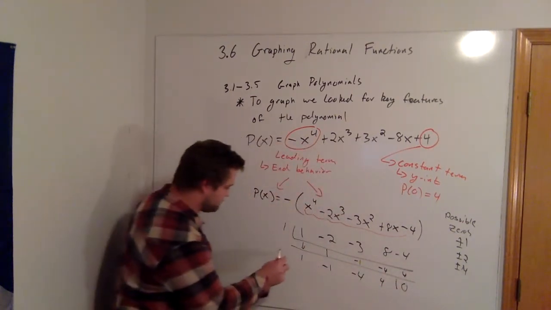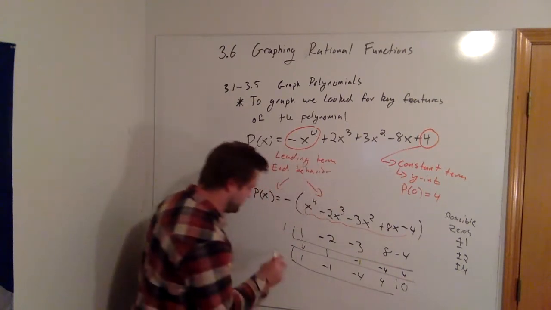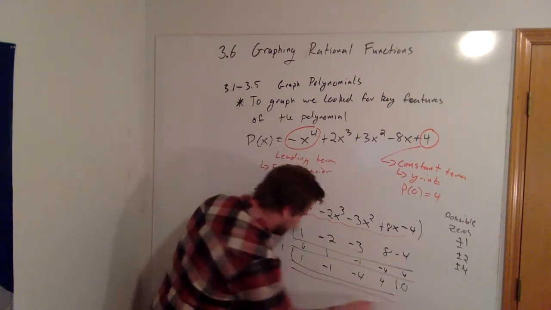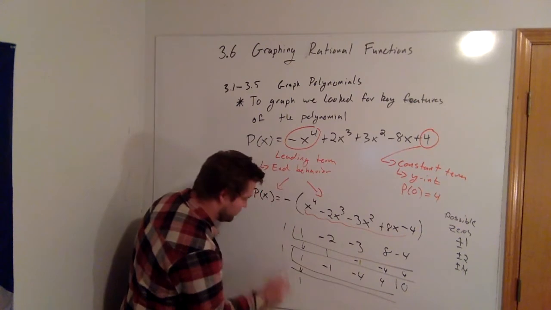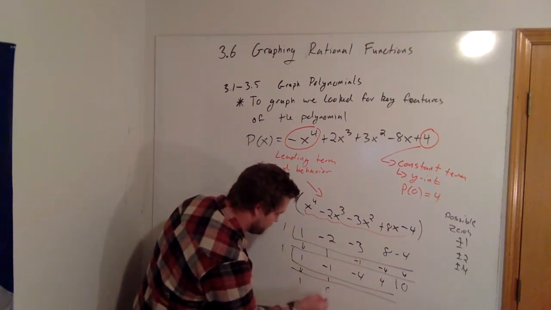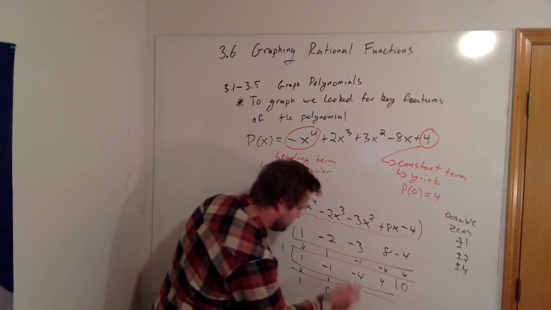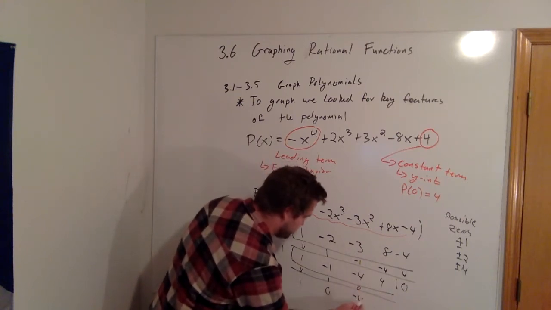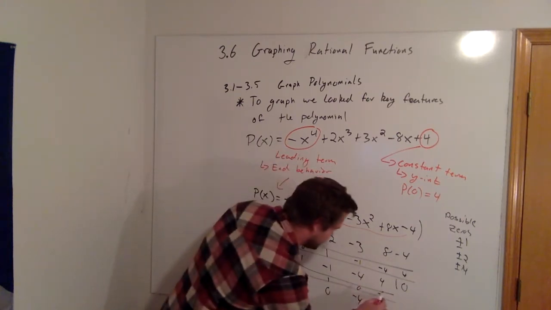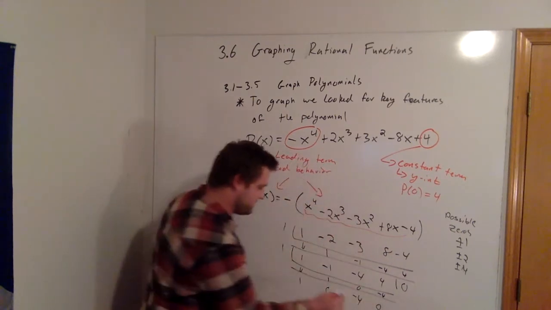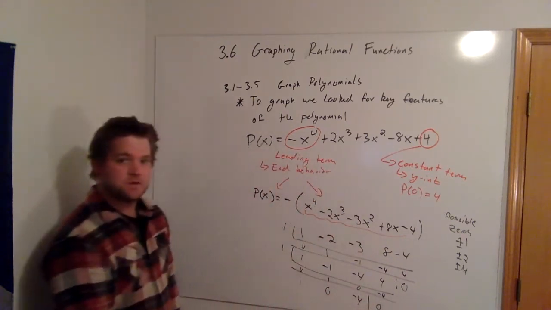Okay, well, maybe it has a multiplicity of 2. So let's see if it goes in twice. We'll check again. Okay, we'll bring down that 1. 1 times 1 is 1. 1 and negative 1 is 0. 1 times 0 is 0. 0 plus negative 4 is negative 4. 1 times negative 4 is negative 4. We get out a 0. Yes! It goes in twice.